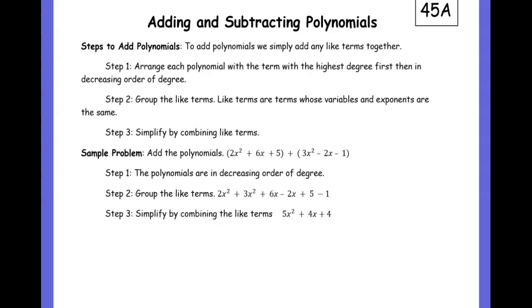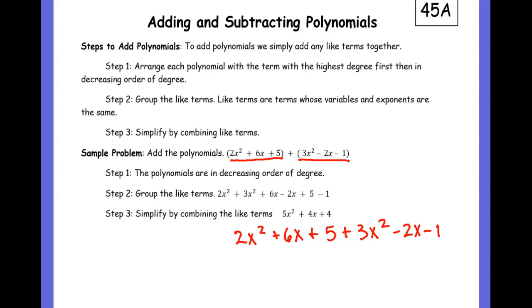Okay, so in our example, we have 2x squared plus 6x plus 5, and we're adding it to 3x squared minus 2x minus 1. So I like to start out by just getting rid of the parentheses. In this case, we're adding, so we're just going to add them, okay? It would become very important if we were subtracting, but right now we're adding, so I'm just getting rid of the parentheses. You can now group your like terms.